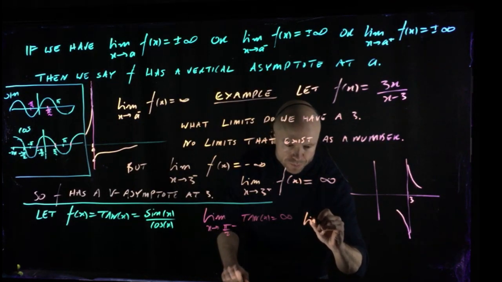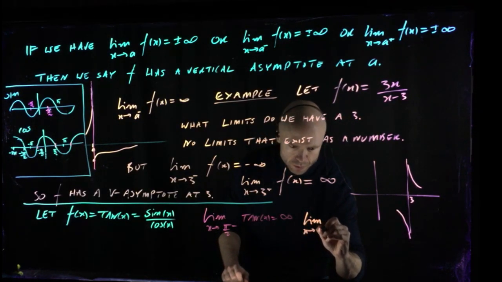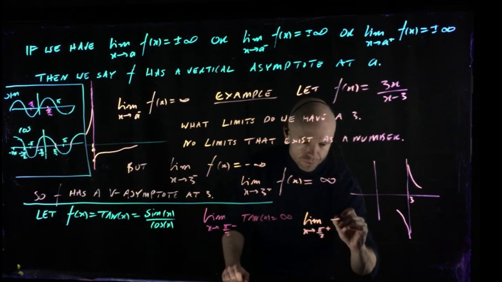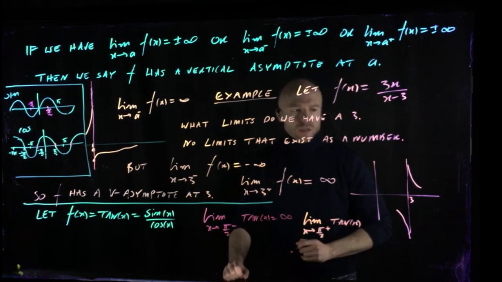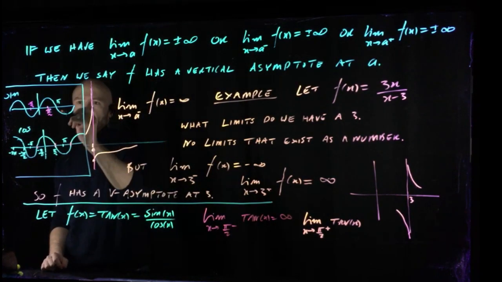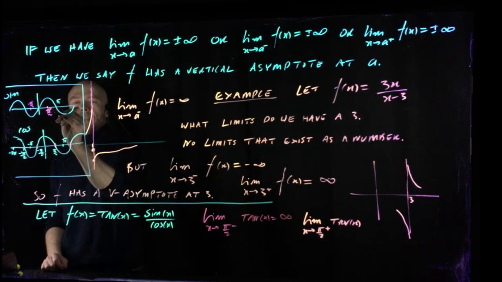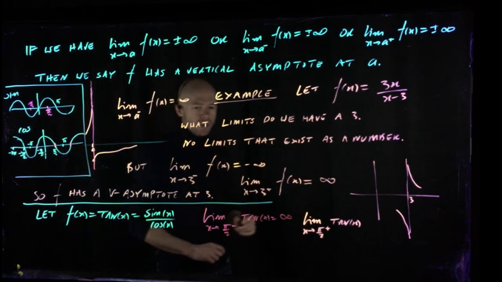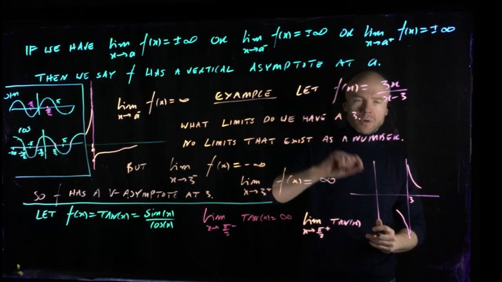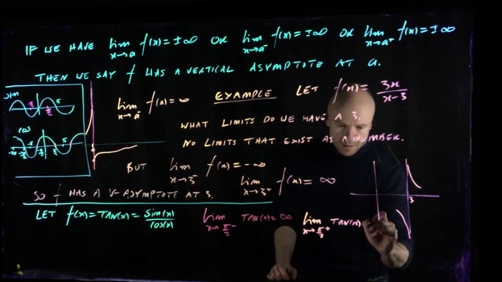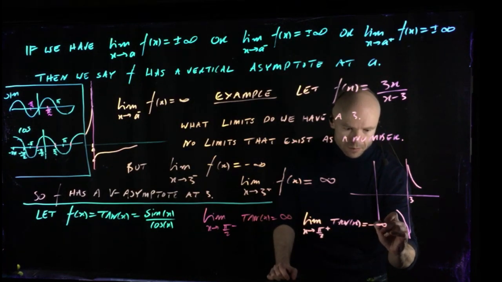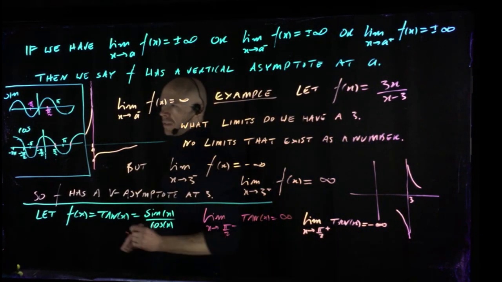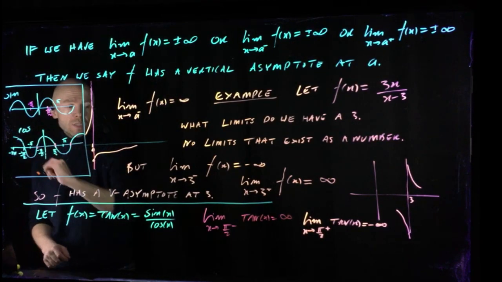What about the limit as x approaches pi over 2 from the right-hand side? From the right-hand side again, sine is closer and closer to 1, but now cosine is approaching 0 from the negative numbers. You see it right here. So on the top we have something close to 1, on the bottom we have a very small negative number. So this thing has to be negative infinity.